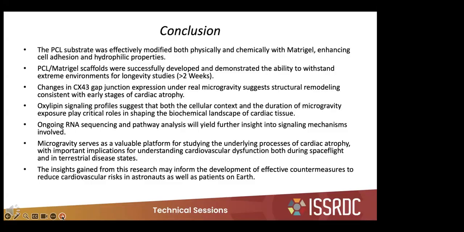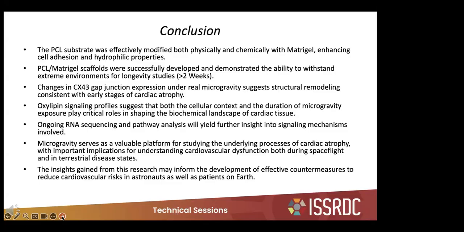Oxylipin signaling profiles suggest that both the cellular context and the duration of microgravity exposure play critical roles in shaping the biochemical landscape of cardiac tissue. Ongoing RNA sequencing and pathway analysis will deepen understanding of signaling mechanisms.